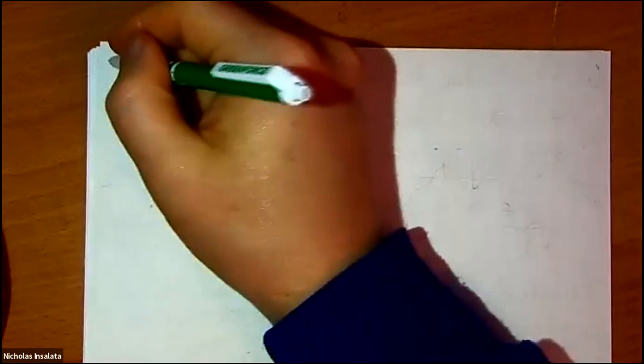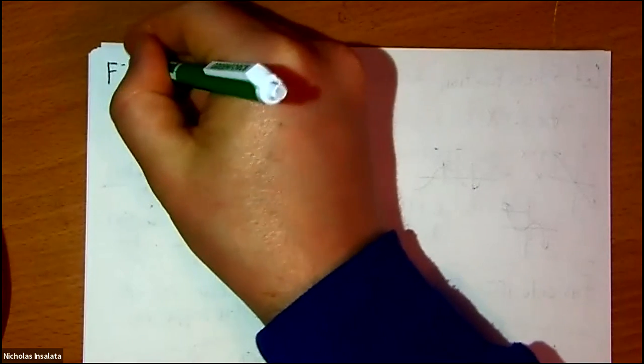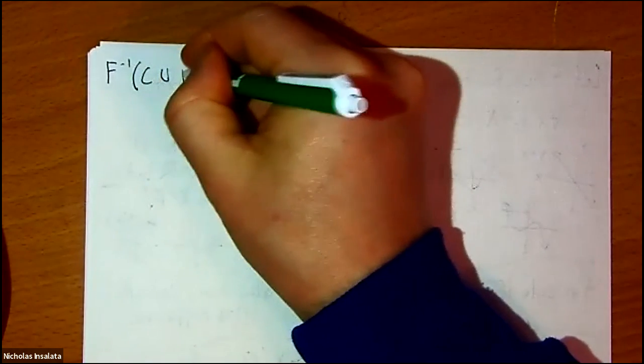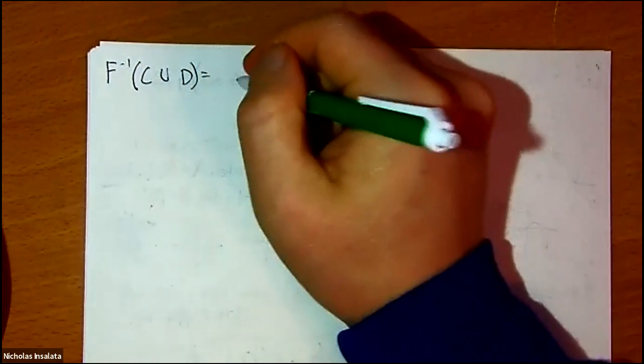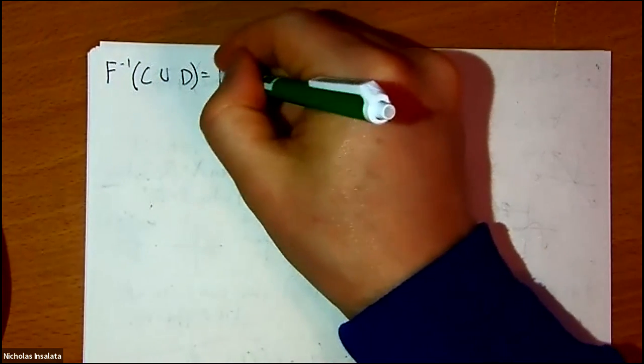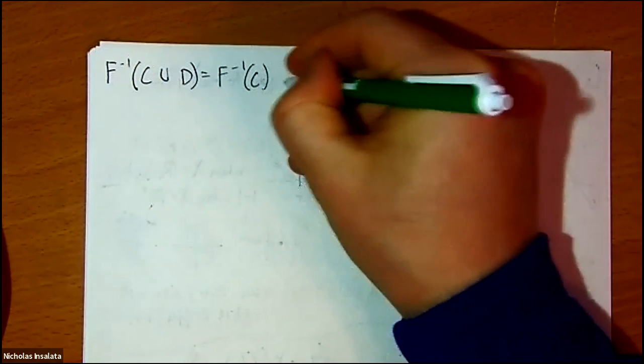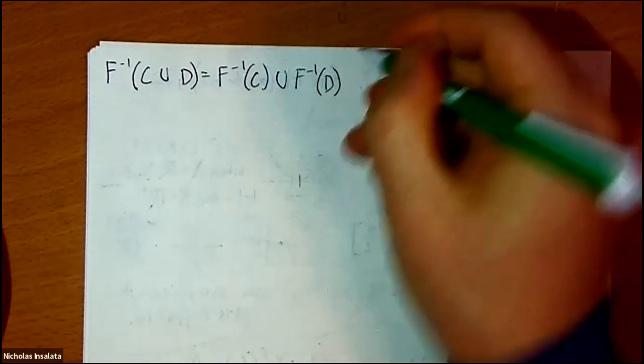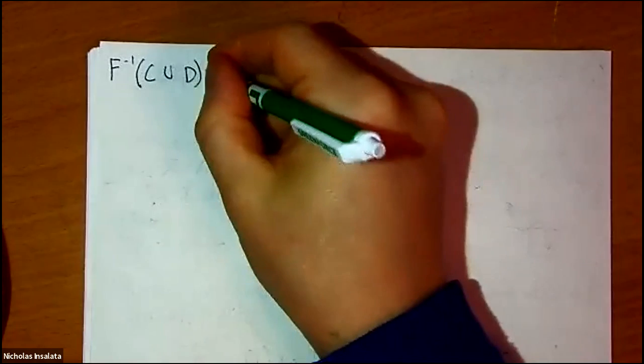So I've got the inverse of C union D equals the inverse of C union the inverse of D. So does function inverse distribute over union is the question. Okay. So what am I going to do here?